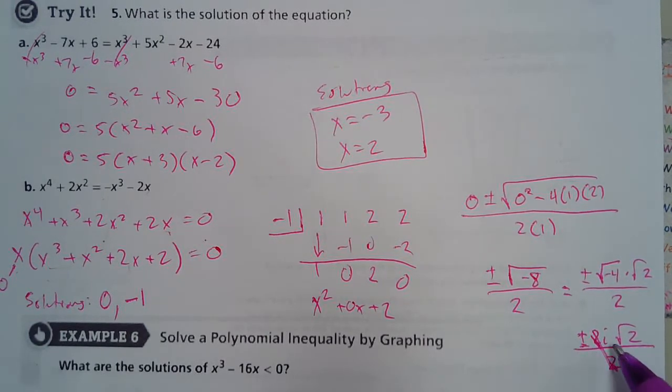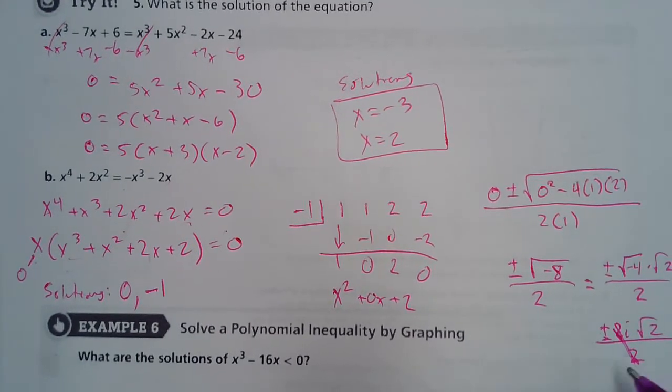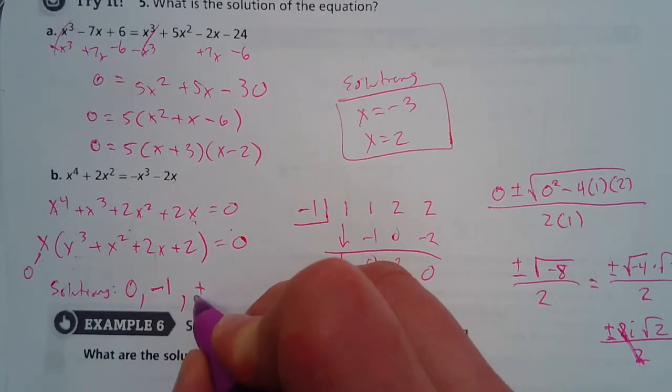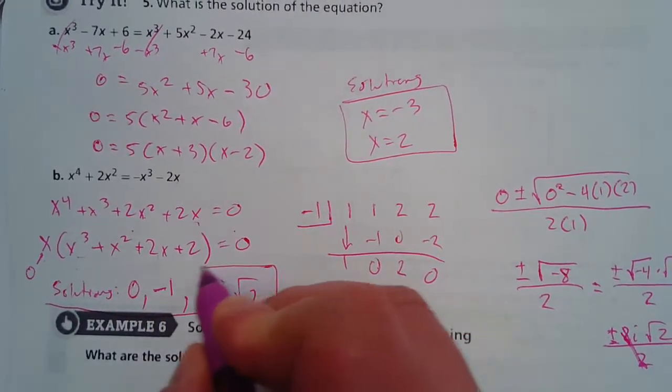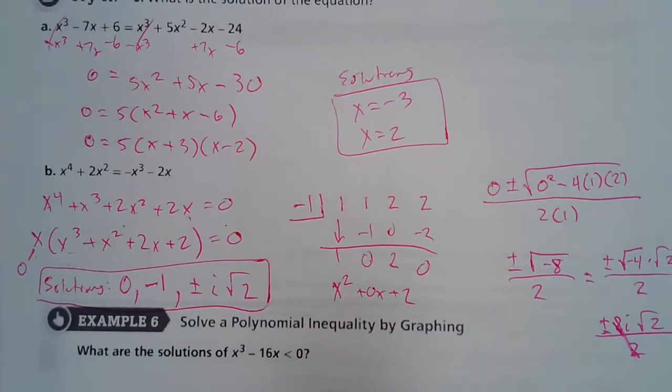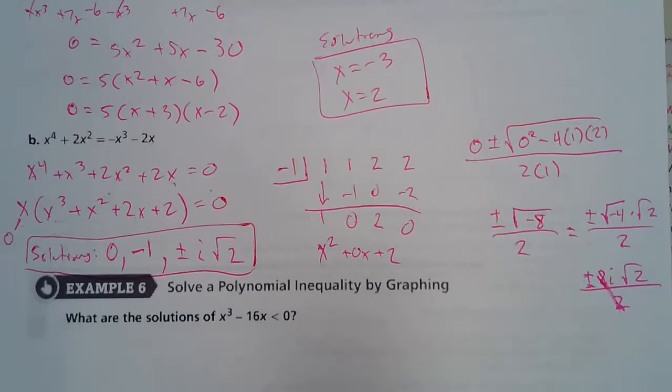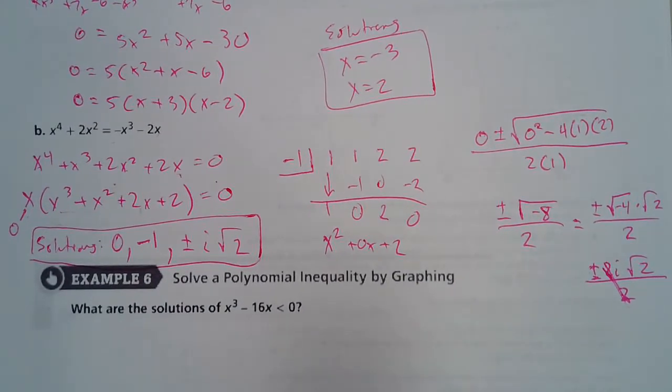So it's actually just plus or minus i root 2. And that's going to be our other 2 solutions, plus or minus i root 2. And this one is a doozy. So that's a lot of doing to get to that end result of how many solutions there are. But it is 4 solutions.